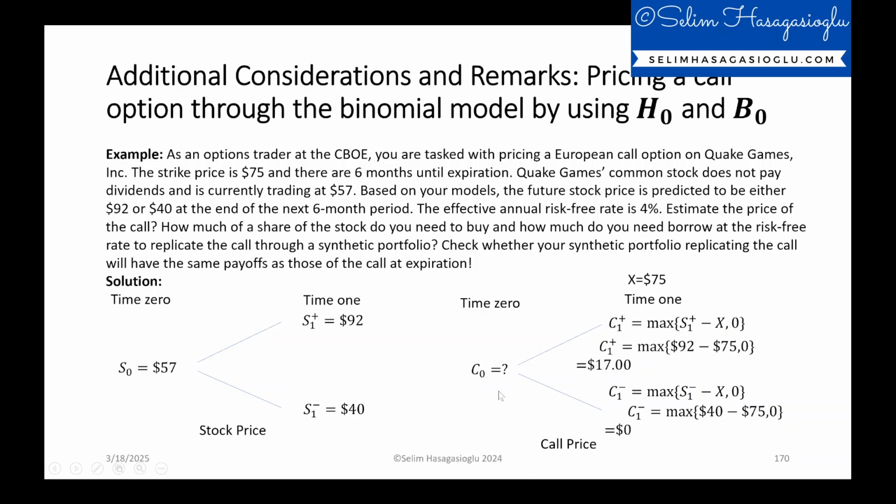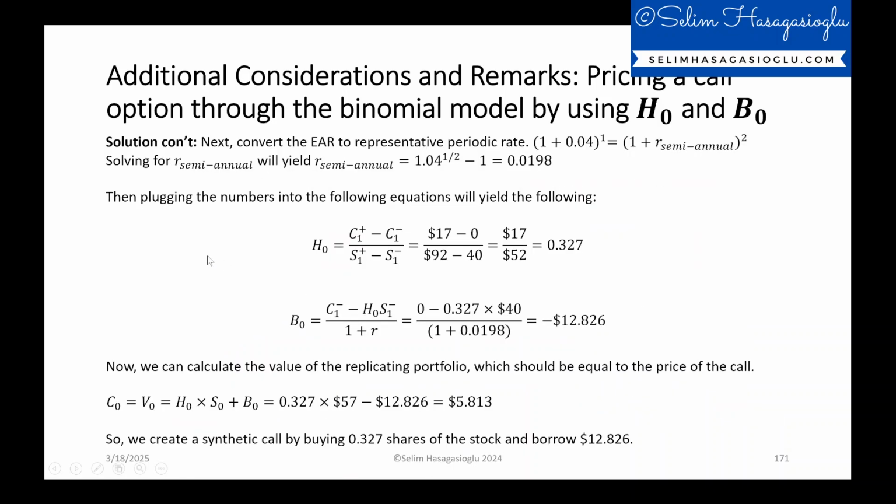The call option is out of the money because the price of the underlying asset is less than the exercise price, so the call has zero value and will not be exercised in that case at time 1, of course. So next, convert the EAR, effective annual rate, to the representative periodic rate. So 1 plus R, 0.04 to the power of 1, should be equal to 1 plus R semi-annual to the power of 2, because we are after the 6-month periodic rate and there are two 6-month periods in a given year. That's why we have to the power of 2 here.